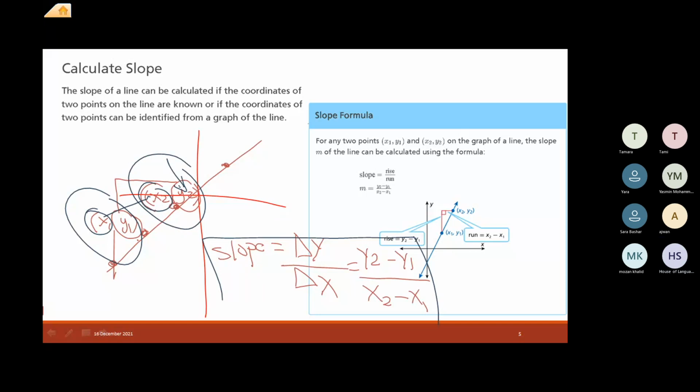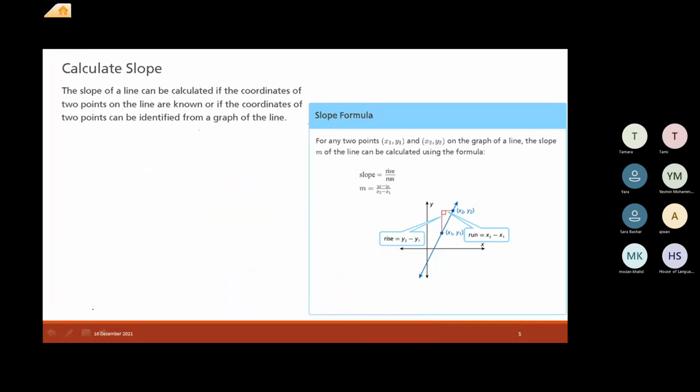Okay? So how to find the slope? I will repeat: y2 minus y1 over x2 minus x1. But before they got this formula, they said that the slope is the rise over the run. What do I mean by rise?